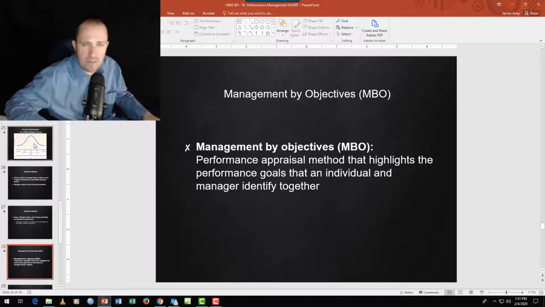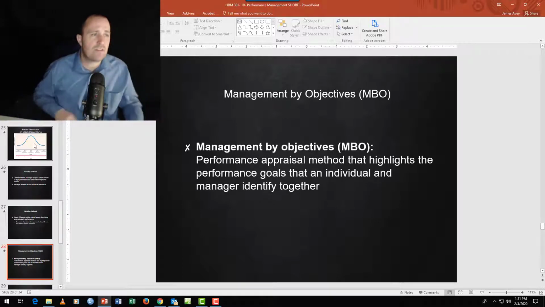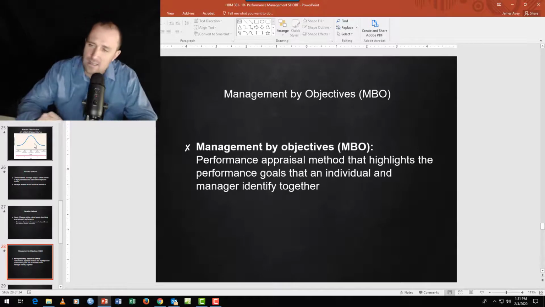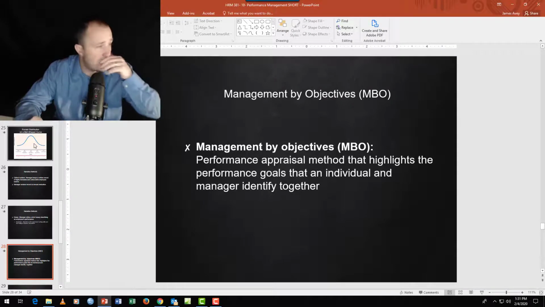The last one is more of a principle. It's kind of a method, but it's also more of a principle, and it's called management by objectives. So here's the idea. Let's say I don't want a forced distribution. I don't want a ranking. I want to make it simpler, where it's fair to my employees, and I can assess their performance.